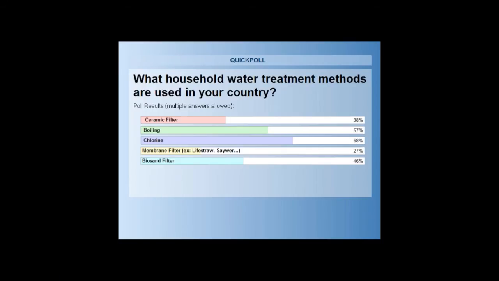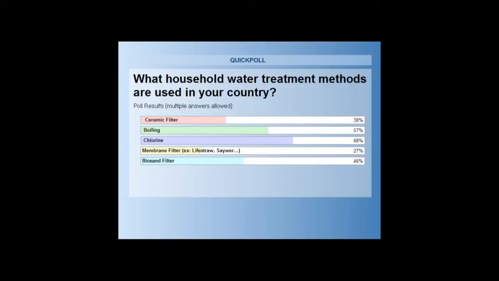Right, it seems that everyone who's wanted to vote has voted. I'm sorry if you missed the option. It seems there's quite a nice and even spread there. Chlorine seems to be the preferred and most common method of treatment, and boiling a close second. Other kinds of filtration have scored slightly lower, and biosand filters are represented there as well.